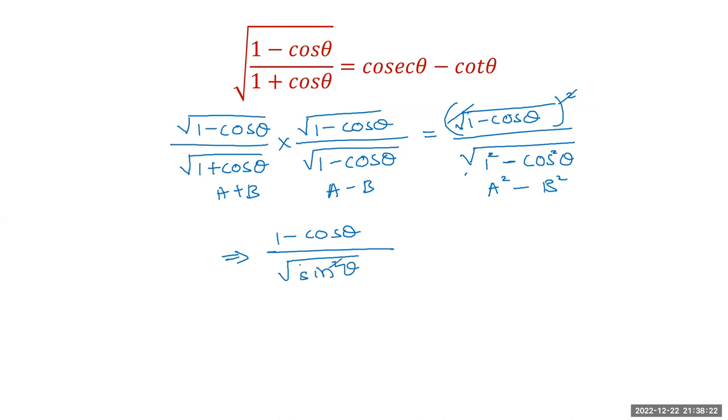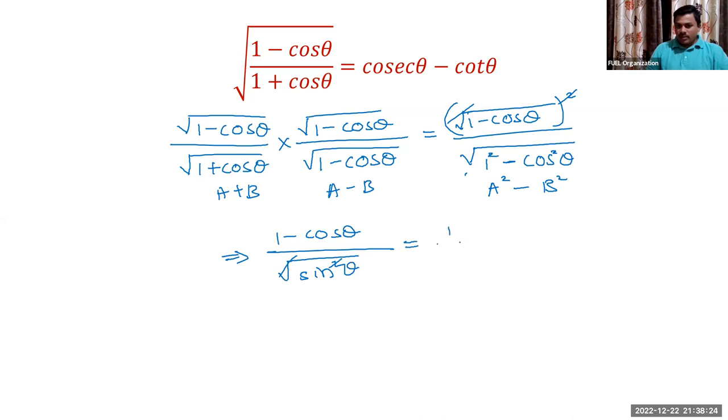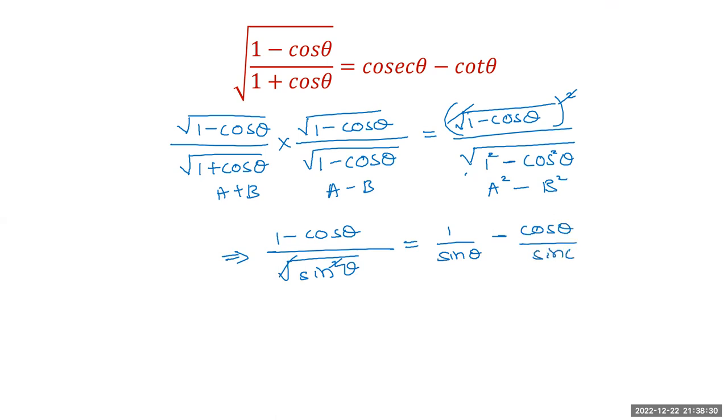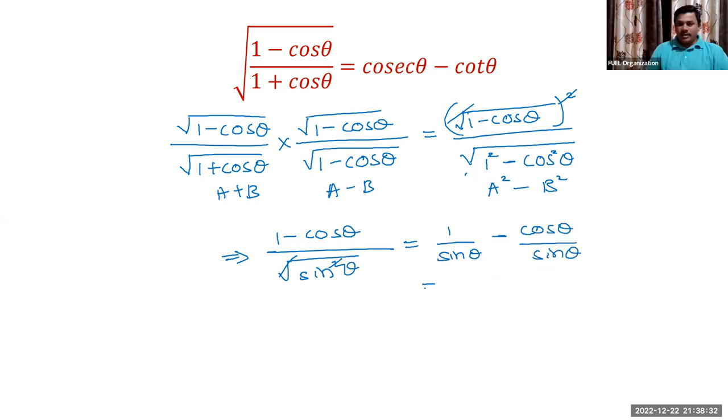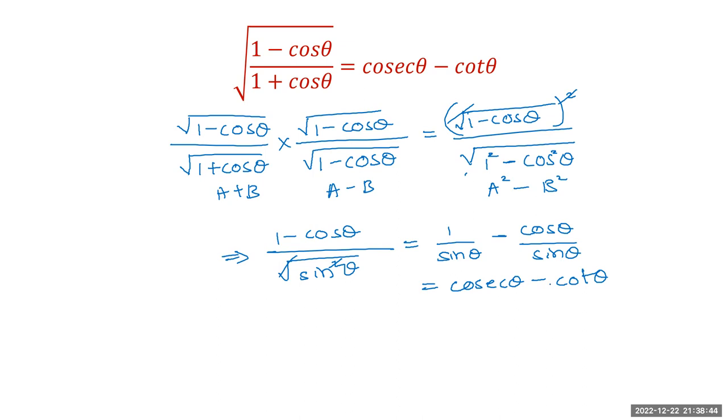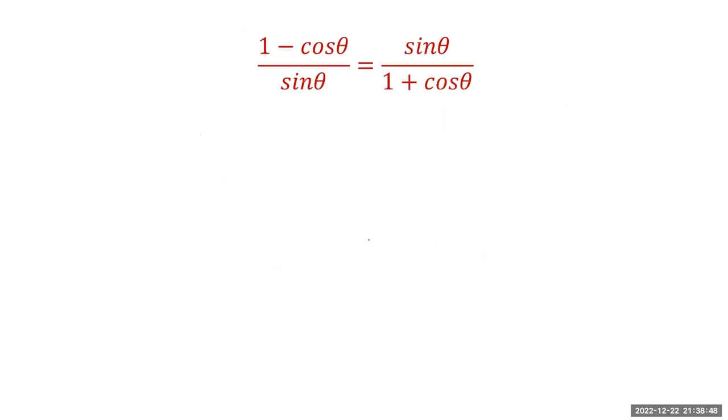Sine square theta. The square root gets cancelled. I can split this as 1 by sine theta minus, splitting the denominator, cos by sine theta. So 1 by sine theta is cosecant theta minus cos by sine theta, which is cot theta. Take a screenshot of it. We'll go to the next question. Done, sir.